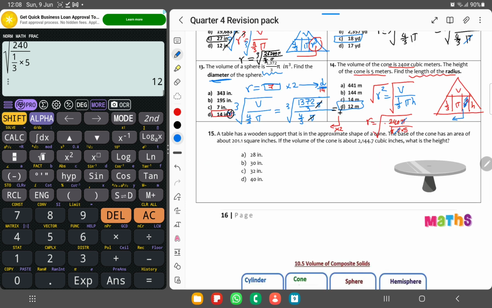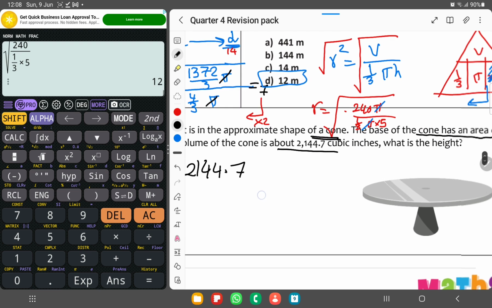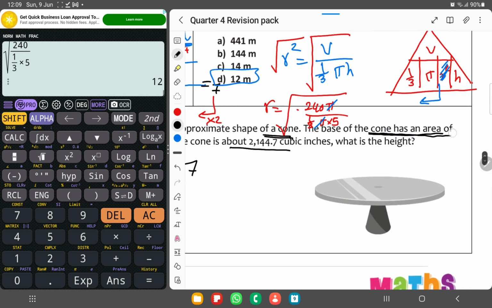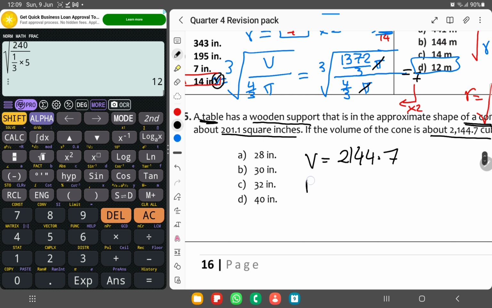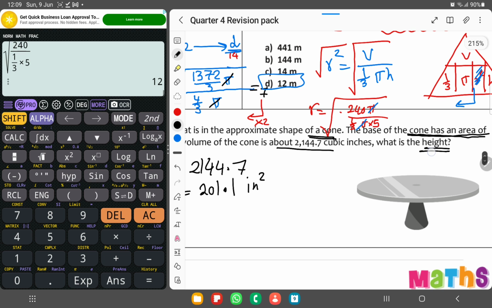Very good. The last question we have here, he says we have a table that has a wooden support that is an approximate shape of a cone. The base of the cone has an area of about 201.1 square inches. If the volume of the cone is this number, what is the height? Again, you have the volume 2144.7, and you also have the base area of the cone, 201.1 inches squared. What is the height? He's asking about the height.